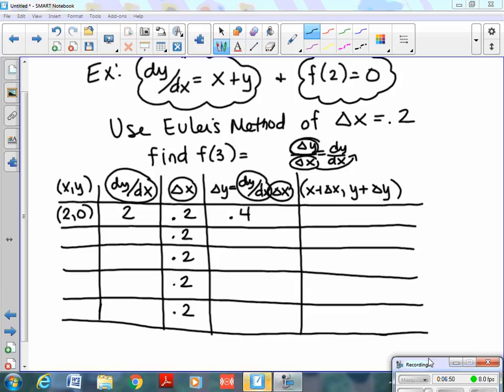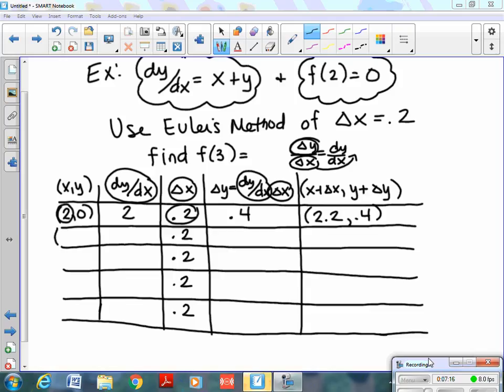So they're going to start with x, which is 2, and they're going to add delta x to it. So they're going to take this 2, and add 0.2 to it, and that's how they get 2.2. To get y plus delta y, you take the y, which is 0, and add delta y to it, which is 0.4, and you end up with 0.4.